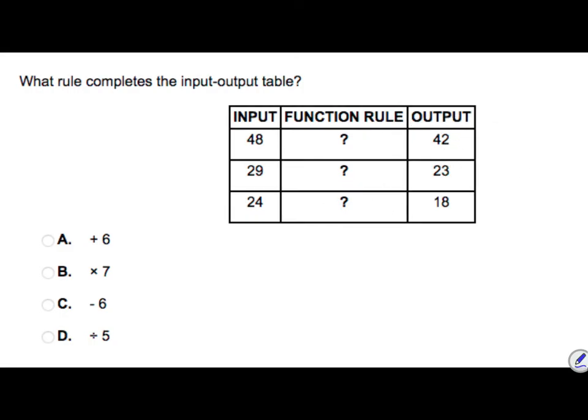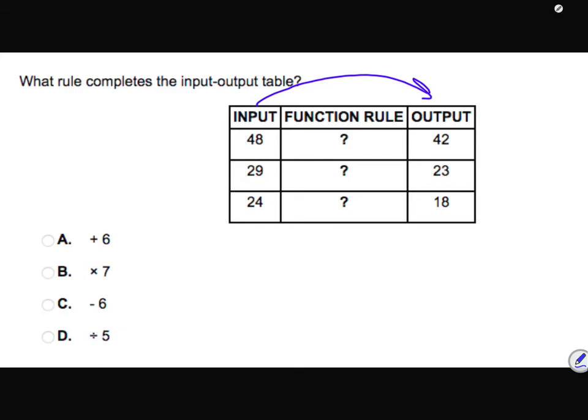What's interesting here is I'm noticing my input is bigger than my output, so I'm getting smaller. So I'm either subtracting or dividing. If I have 48 and I want to get to 42, if I take away, well, I'm going to try my rules right here. Is 48 plus 6 42? No, that makes no sense. 48 times 7 is 42. That makes no sense. This one says 48 minus 6. Well, if I do 48 minus 6, I do get 42.